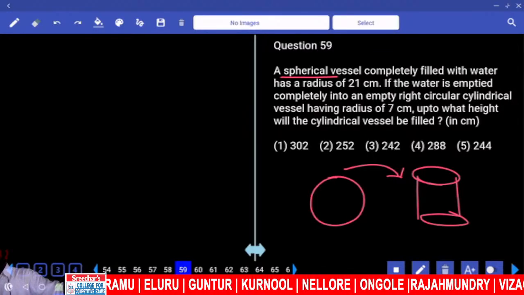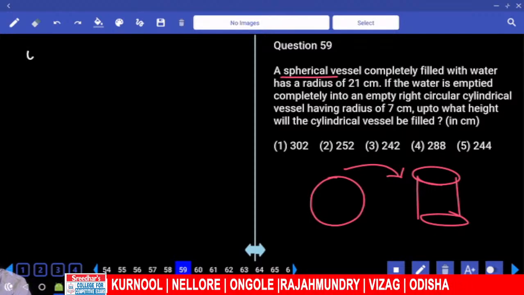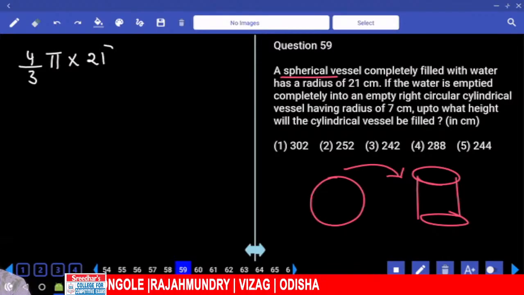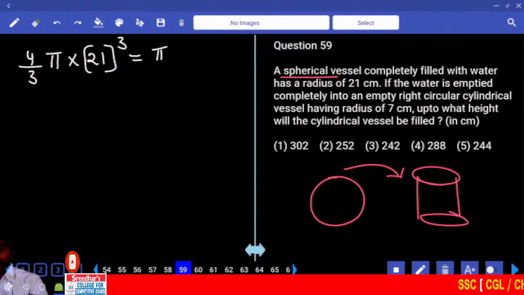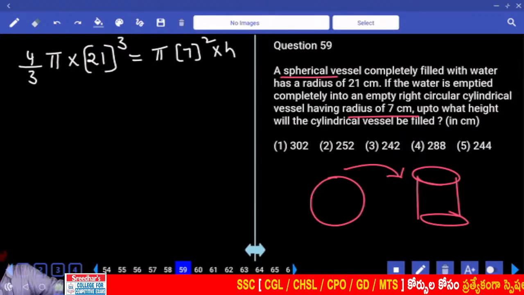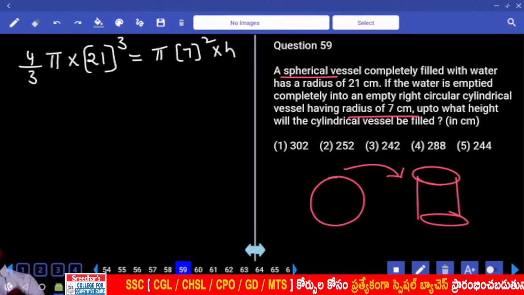Water in this is poured back into a cylinder. Correct? So here what should be equal? Volume. Volume of the sphere, 4/3 pi r cube, radius 21 cube, will be equal to volume of cylinder. Volume of the cylinder, pi r square, radius of the cylinder 7 square into height. You got it? 2 options are there. Let's calculate.